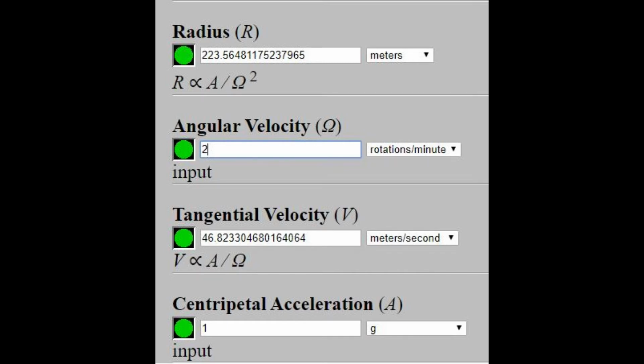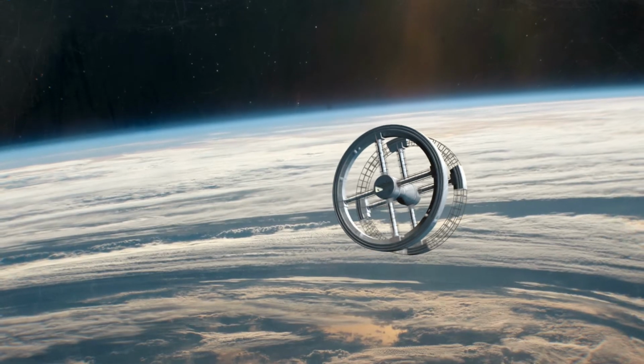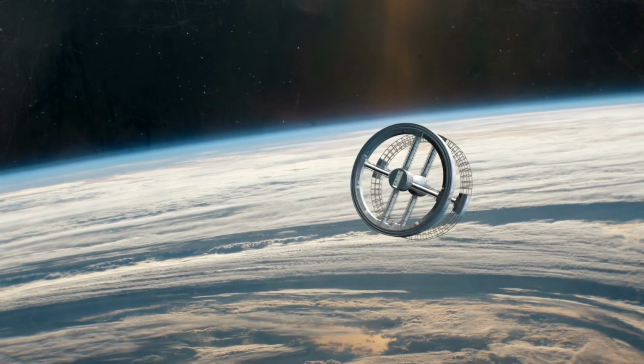This is unnoticeable to almost everyone. This would give a radius of about 223 meters if you wanted to generate 1 Earth gravity. This is a big space station. It would have a circumference of 1,400 meters, or 1.4 kilometers. But could we get by with less gravity?